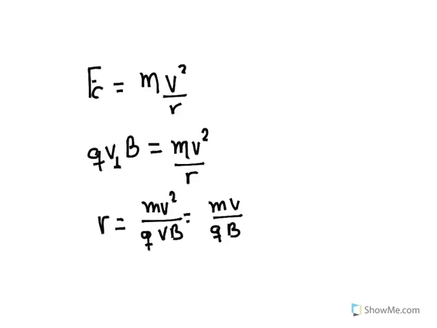So the radius is m v over q B, and of course if we input the mass in kilograms, the velocity in meters per second, the charge in coulombs, and the magnetic field in Tesla, although you might not get it directly, this is given in meters.